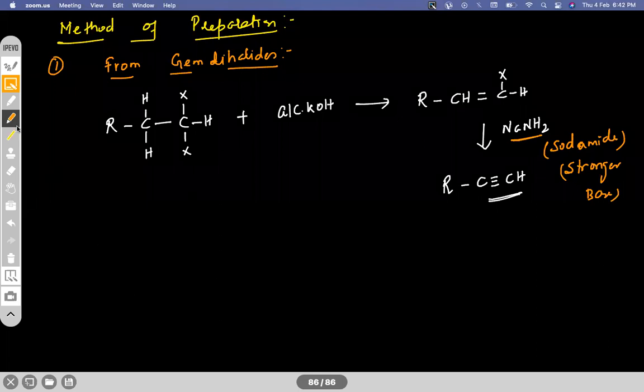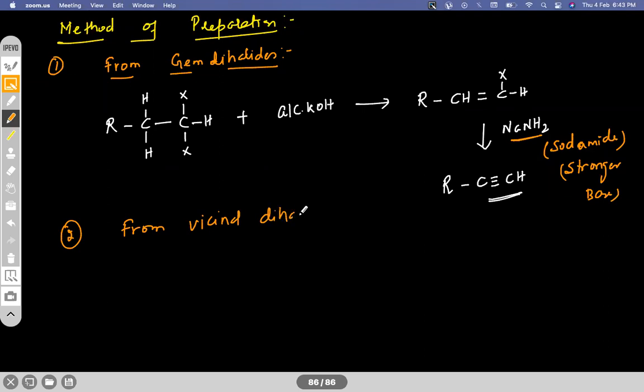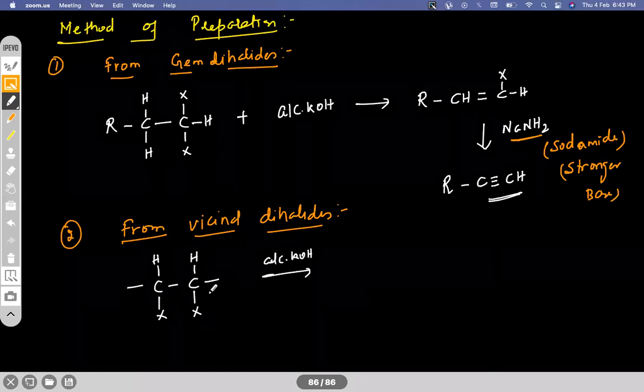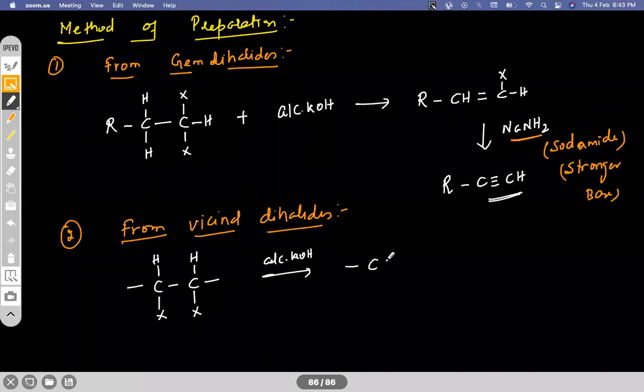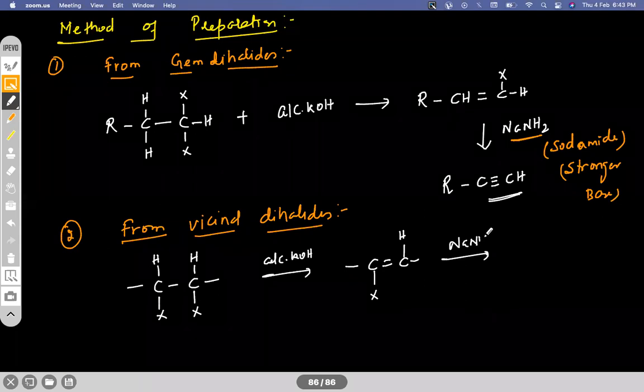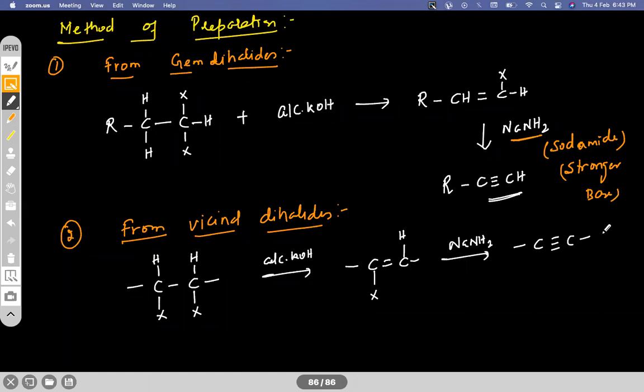We can also prepare alkyne from vicinal dihalides. Exactly the same reagent and the same reaction. From vicinal dihalides, we have carbon attached with hydrogen and two halogen atoms like this. With alcoholic KOH, HX goes out and it first forms an alkenyl halide, which is this double bond carbon with X. In the next step, we use a stronger base, NaNH2, and it forms an alkyne. So you should have this information: NaNH2 is a stronger base than KOH. You have to memorize this.